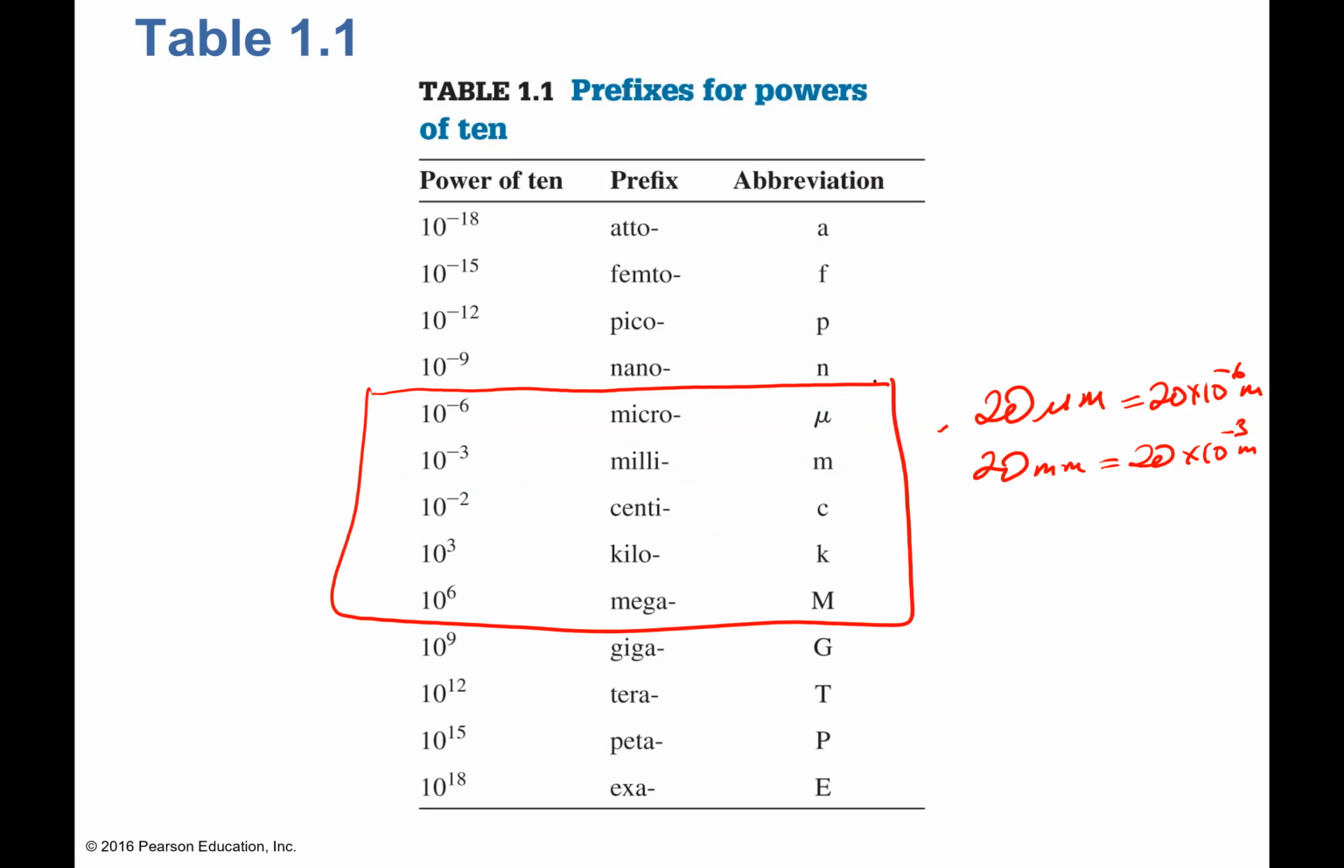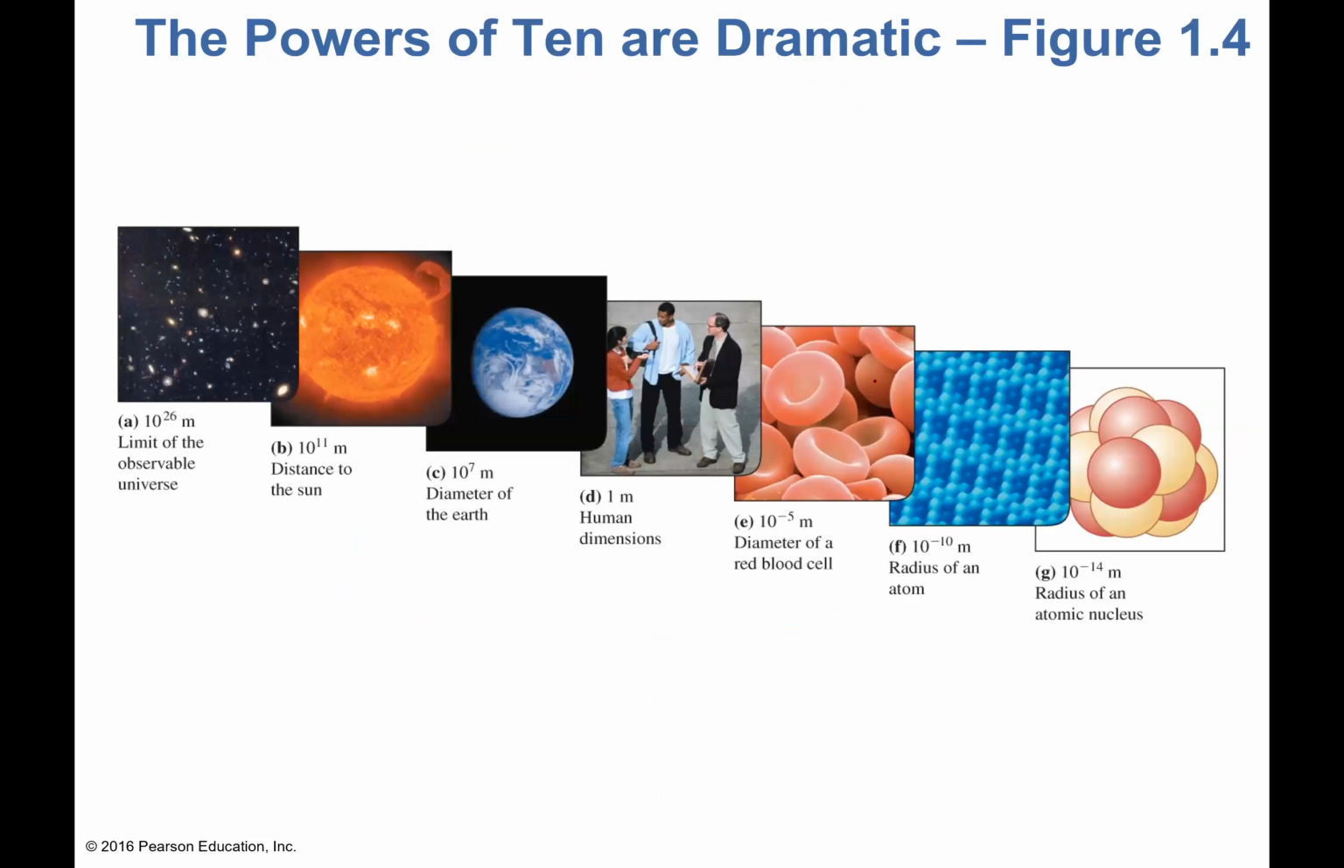Make sure you know those prefixes and abbreviations. I don't recommend anything beyond that, but those 5 you should try to memorize as much as you can. If you look at powers of 10, here's 1 meter, which is human dimensions. On average humans are anywhere from 1 meter to 2 meters, with average human height around 1.5, 1.6 meters.